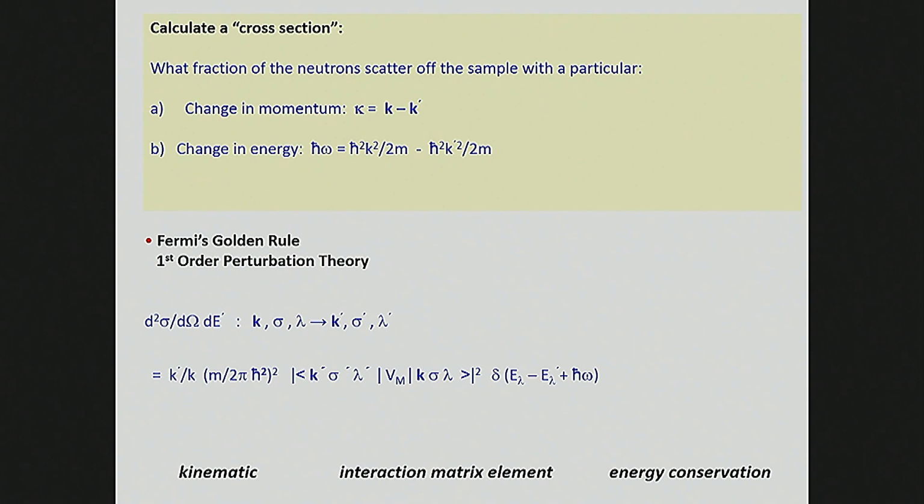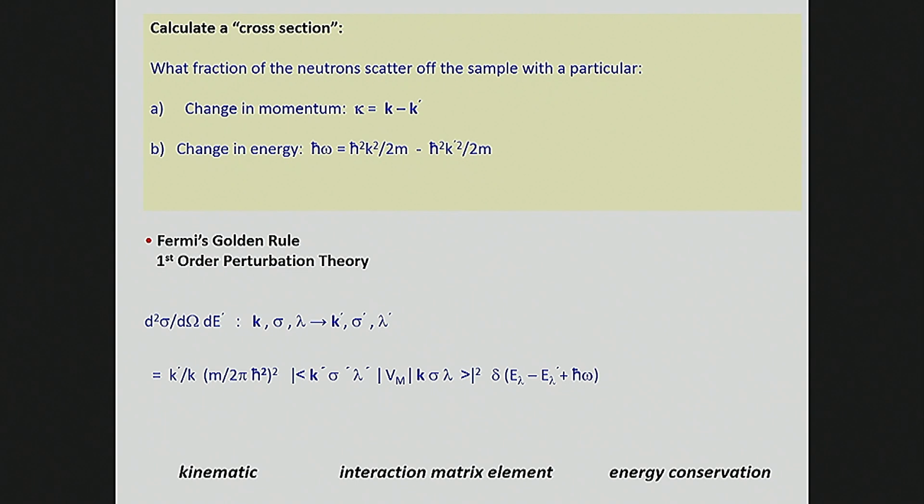Okay, and so this is essentially exactly what we had before. We've got these terms out front. Remember, there was a k prime over k that we talked about, and then there's these constants. It's the mass of the neutron and 2 pi h bar squared. These are kinematic terms. It's nothing connected with the physics or chemistry of your sample. This is the part that has the physics and chemistry of your sample. It's describing how the magnetic moment of the neutron is interacting with whatever magnetism is present in your sample. Okay, and it's this matrix element squared. That's what we're going to have to study.